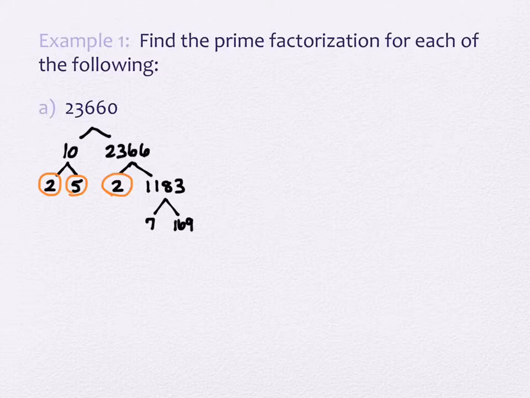169. Now, is 7 prime? Yeah, so I'm done with that branch. 169, however, is not prime, and it's probably a value that you have seen before. What is 169 broken down? It's 13 and 13.